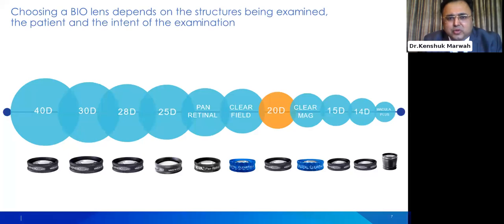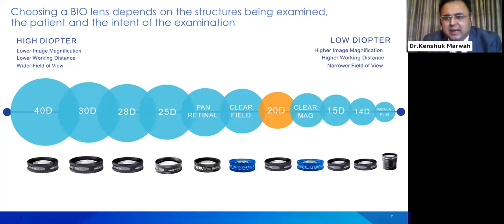Now coming to choosing the right lens for ourselves for clinical examination, what should we choose? Higher diopter means lower image magnification, lower working distance, and wider field of view. As you go to the higher diopter lenses, the image magnification reduces and the field of view increases. And as we go to the other side, towards the lower diopters, it gives us a higher image magnification and the field of view reduces.